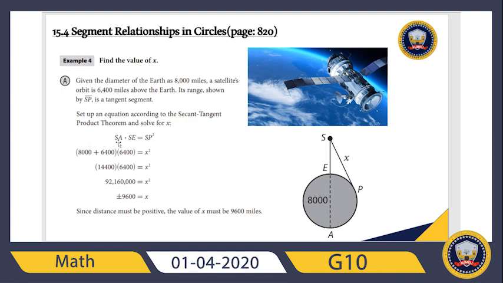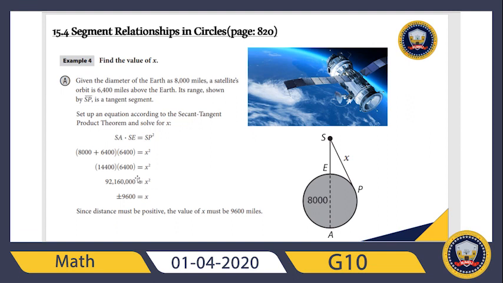Now SA is what? It is the diameter plus the distance above the Earth. So it is 8,000 miles plus 6,400. And SE is of course the distance above the Earth, that is 6,400, equals x squared, which is the unknown. We simplify our equation. 8,000 plus 6,400 gives you 14,400 multiplied by 6,400, which is equal to x squared. You multiply these numbers and this gives you 92,160,000 equals x squared.